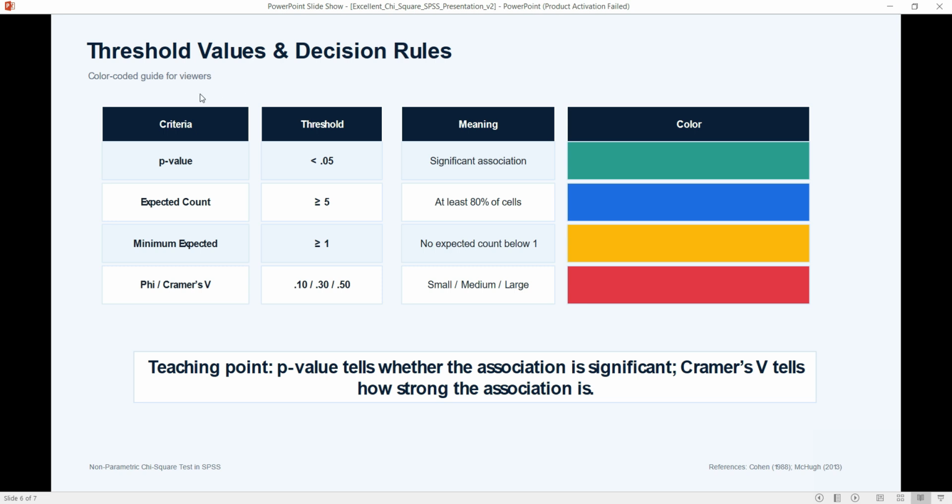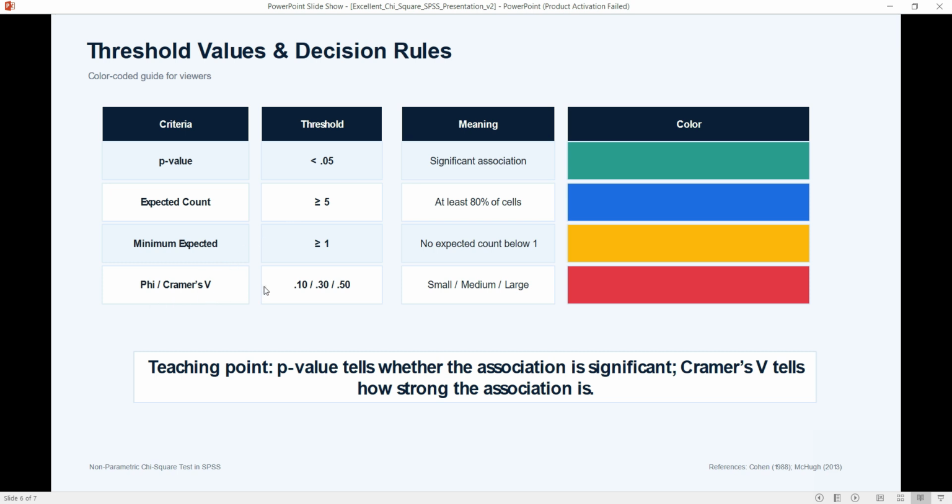So these are the threshold values and decision rule for the chi-square test of independence. The p-value should be less than 0.05 to show a significant association, and the expected count should be equal to or greater than 5 in at least 80% of cells. The minimum expected count should be greater than or equal to 1, with no expected count below 1. These things will be useful when we use the test in SPSS.